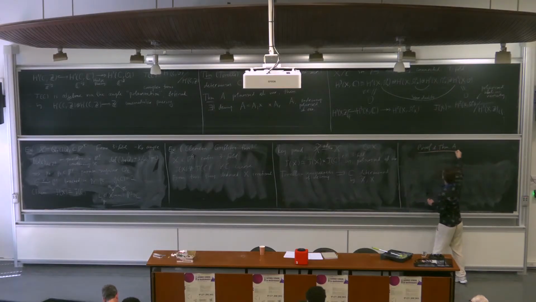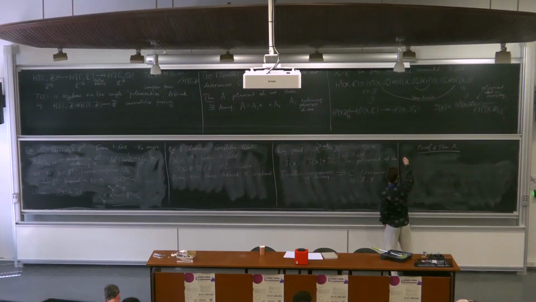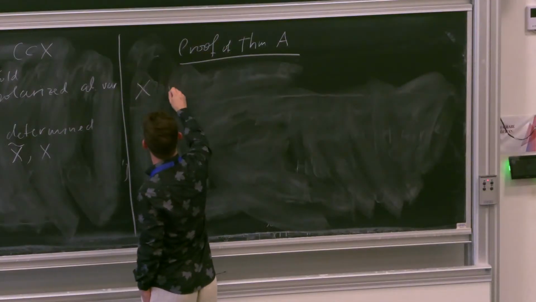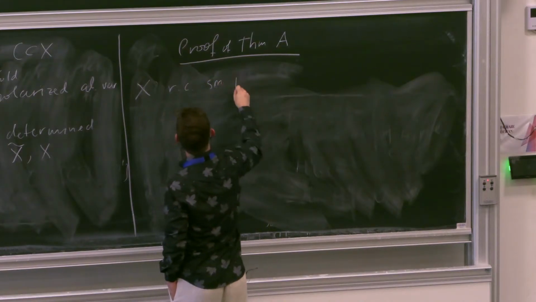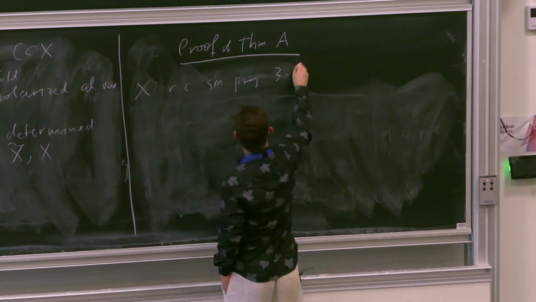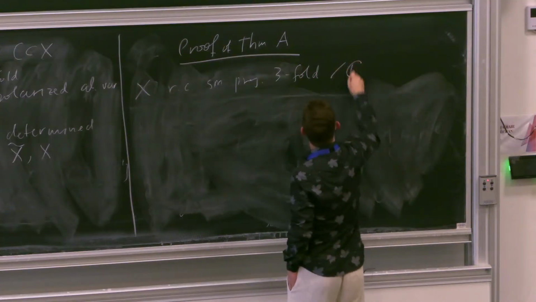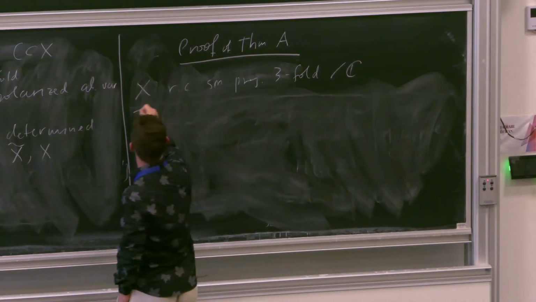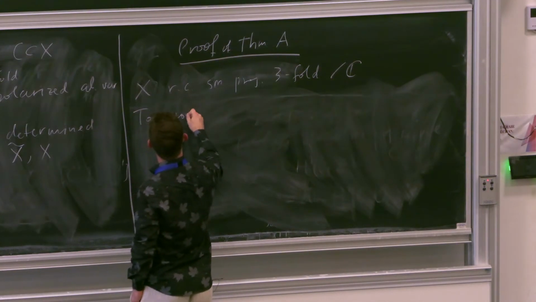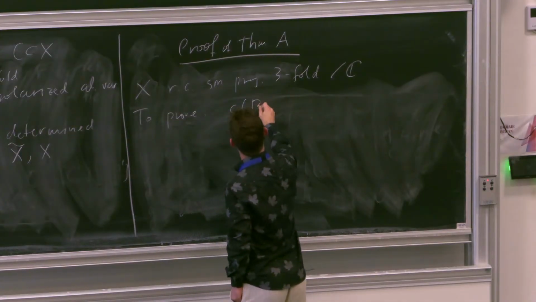Okay, so let's prove the theorem now, this vanishing theorem. It says that X is as before, so a rationally connected smooth projective threefold. I want to know how to prove that C of Bir X is 0.